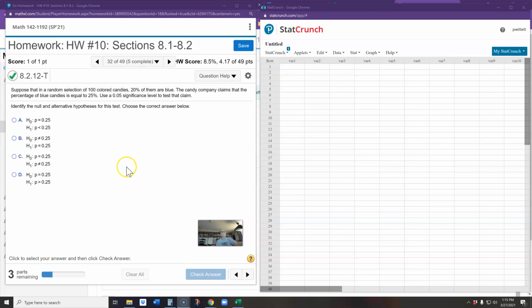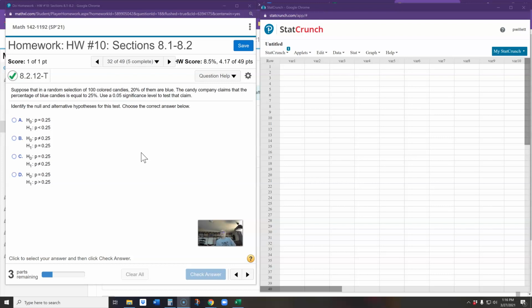So let's look at this problem. This is number 32 on exercise number 10, homework number 10, from 8.2. It says, suppose that in a random selection of 100 colored candies, 20% of them are blue. The candy company claims that the percentage of blue candies is equal to 25%. Use a 5% significance level to test the claim.